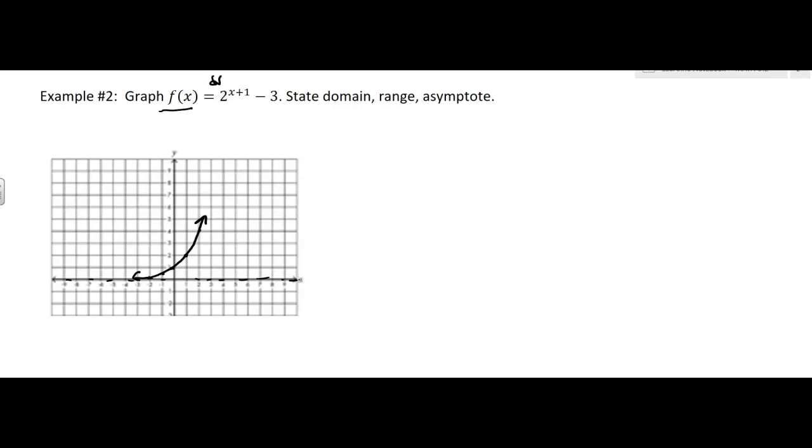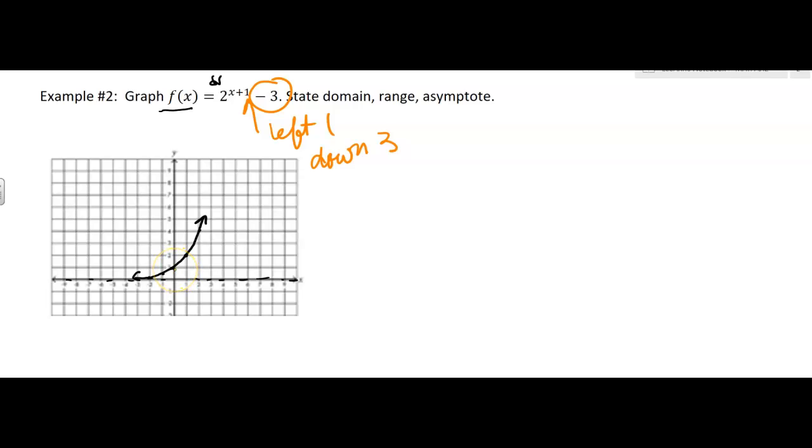Now, what are we going to do to the parent function? Well, that 1 tells us if there's going to be a horizontal shift, it's going to shift to the left 1. And then this minus 3 tells us it's going to go down 3. Okay, so now we can just pick up those points and do that.